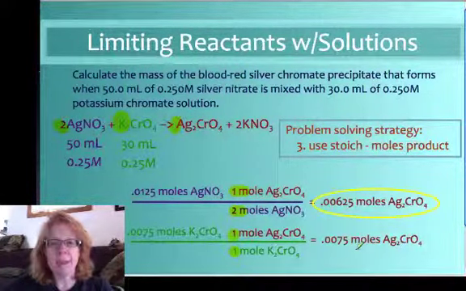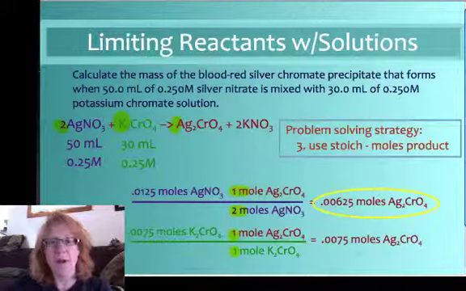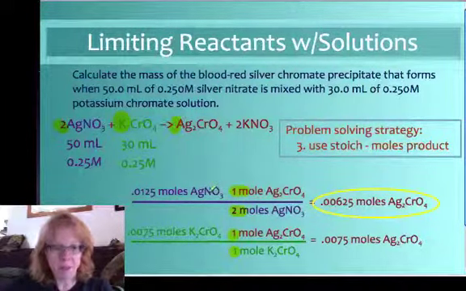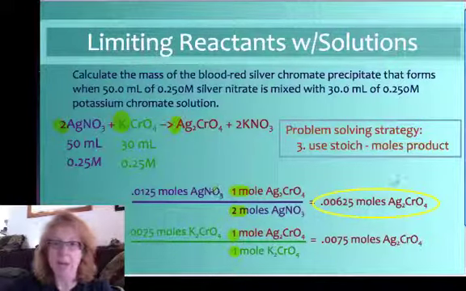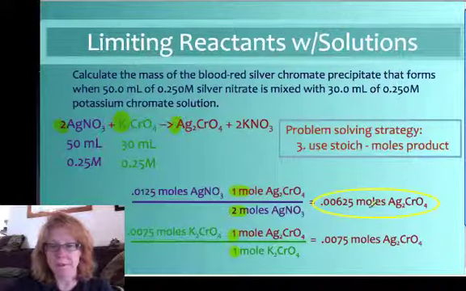Again, the next step is to figure out which of the two is the least. That's why the 0.00625 moles is the one that's circled. Because of their two choices, this must be our limiting product. Silver nitrate must have been our limiting reactant. So this is the one that we're going to move forward with because it's the lesser of our two values.